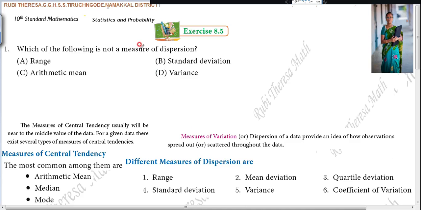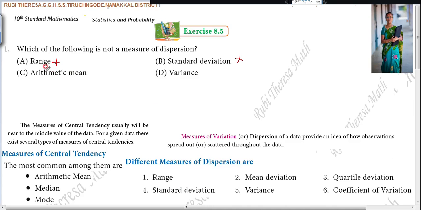But here they have asked for not a measure of dispersion. So range is a measure of dispersion. Next one, standard deviation. Standard deviation also is a measure of dispersion.